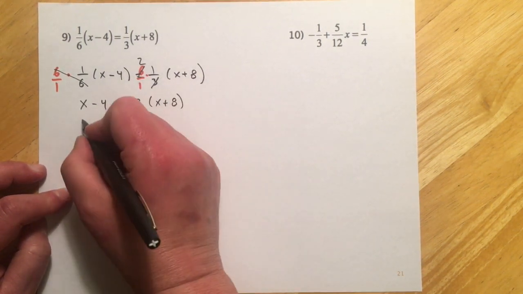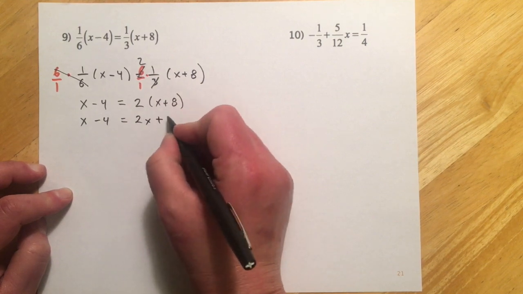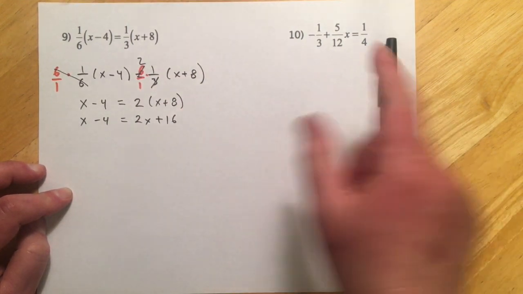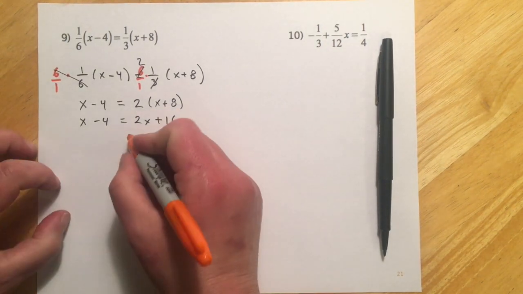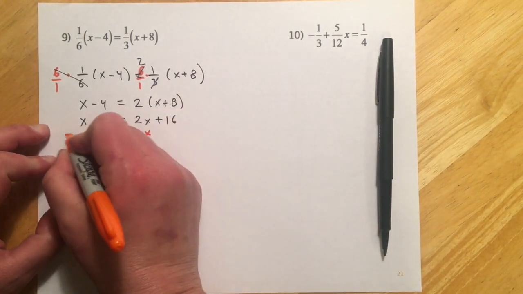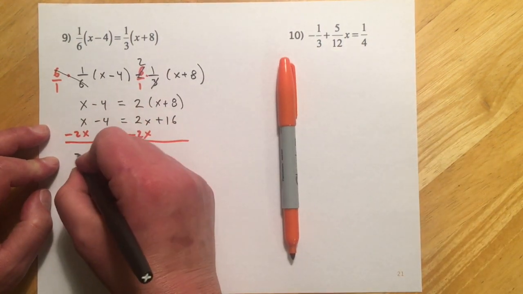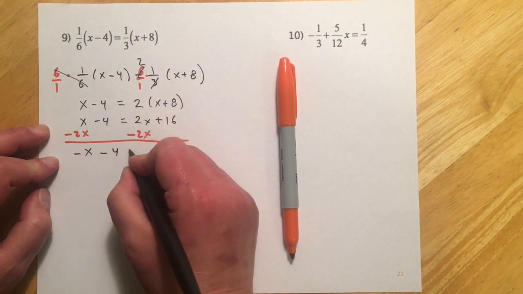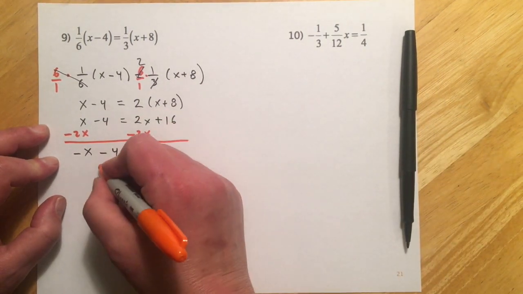So now I'll clear the parentheses. So 2x plus 16. And then I want x's on one side, numbers to the other. I think it will solve so I get a negative x, just to remind you what to do about those. So x minus 2x, so there's that negative x, minus 4 equals 16. And I'm going to add the 4 over.